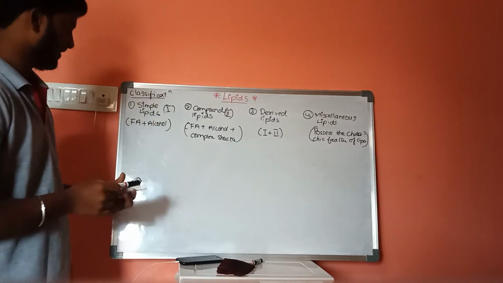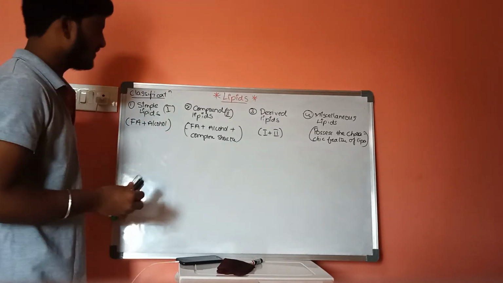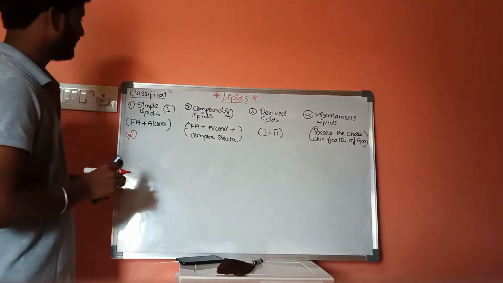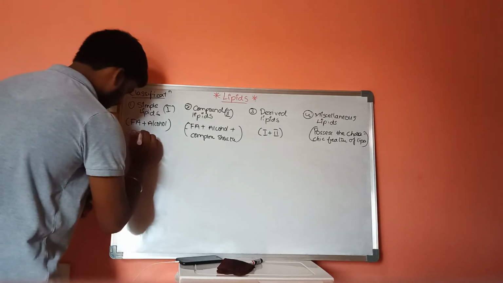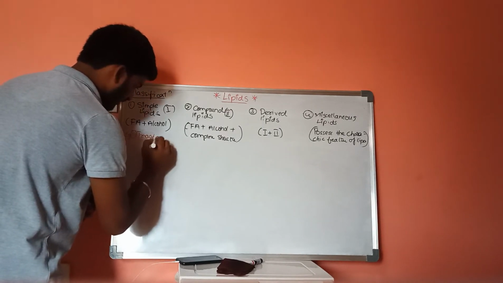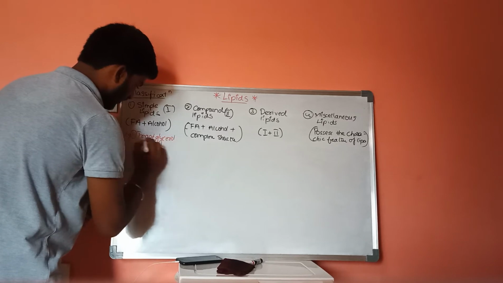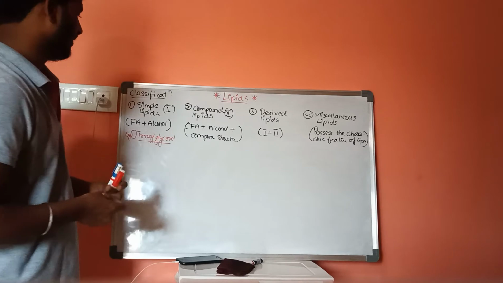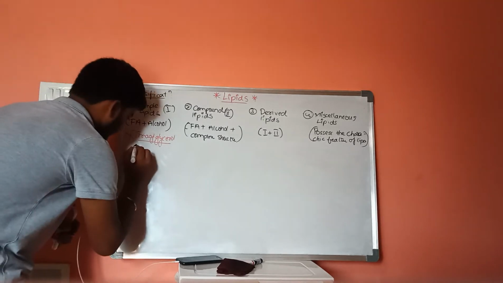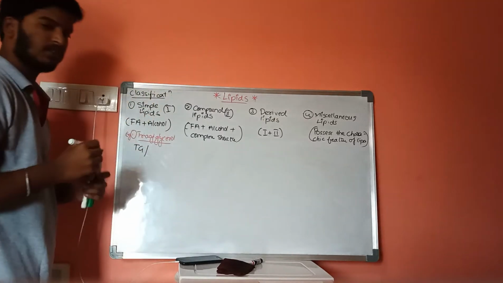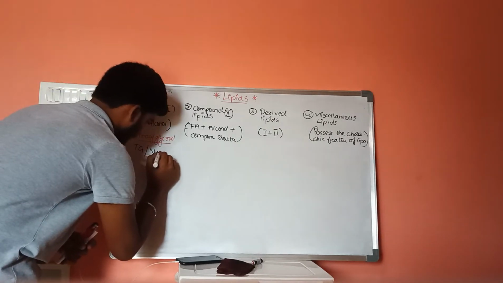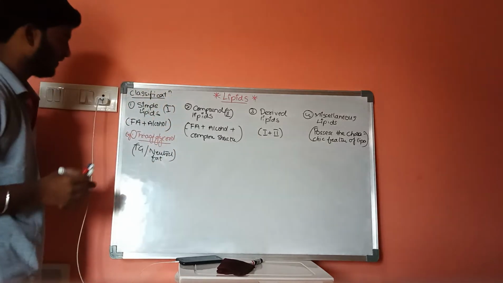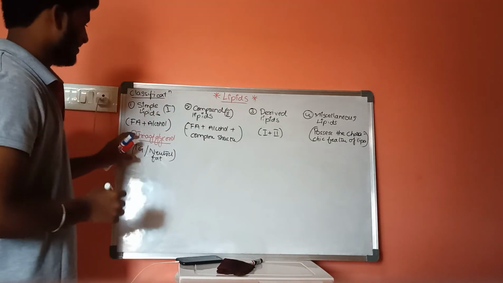If we discuss the first one, simple lipids, the first example is triacylglycerol. Triacylglycerol is also called triglycerol, or it is also called neutral fat. This is the first example.